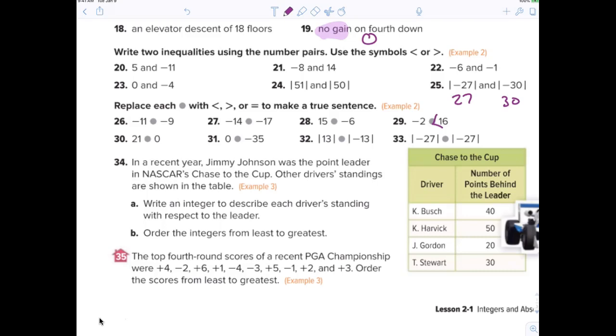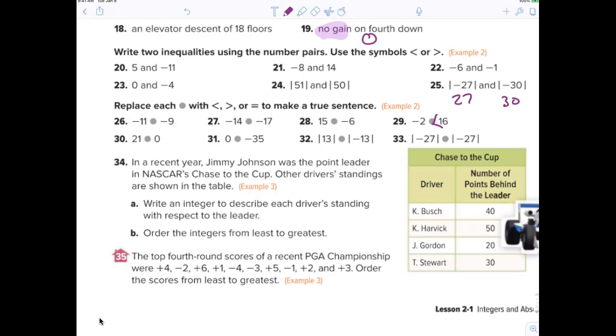Beautiful. 31. 0 is greater than negative 35. We are amazing. 32. Jake. 32 is equal. Yay, very good. Equals. And 33. It's equal. It is definitely equal. All right. Now let's check out 34.